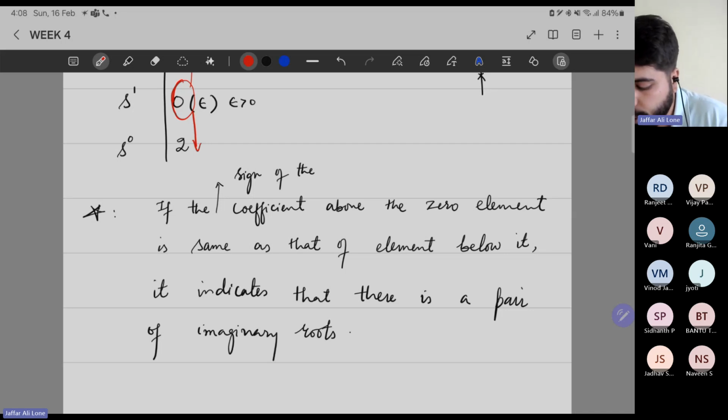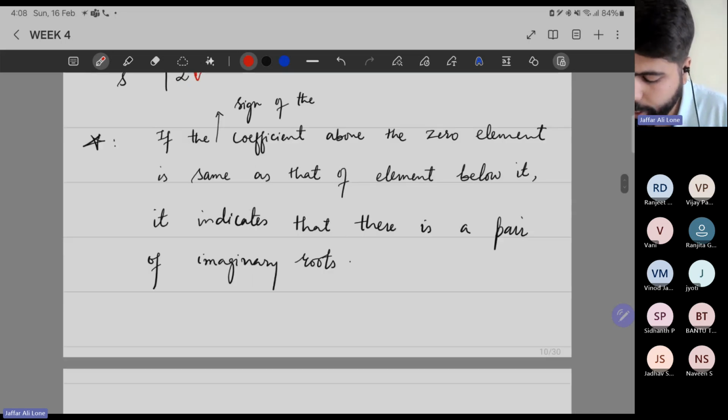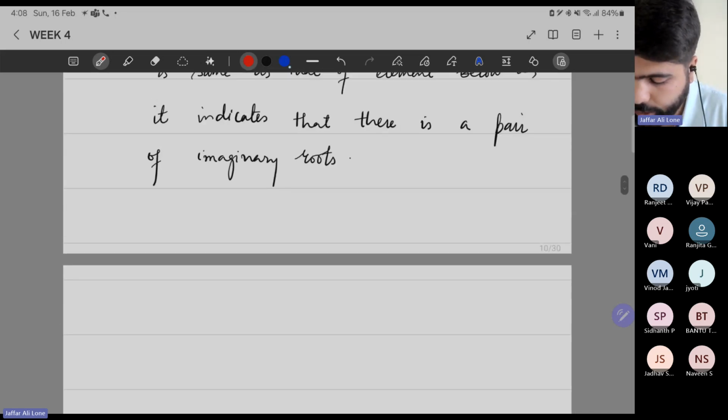So for the time being, just remember that if you have a zero element in the Routh array and you have to check, and there are no sign changes, then you have to check the elements that are before that zero element and after it. If they're of the same sign, then there is a pair of imaginary roots. Why a pair? Because they are complex, and that's complex.